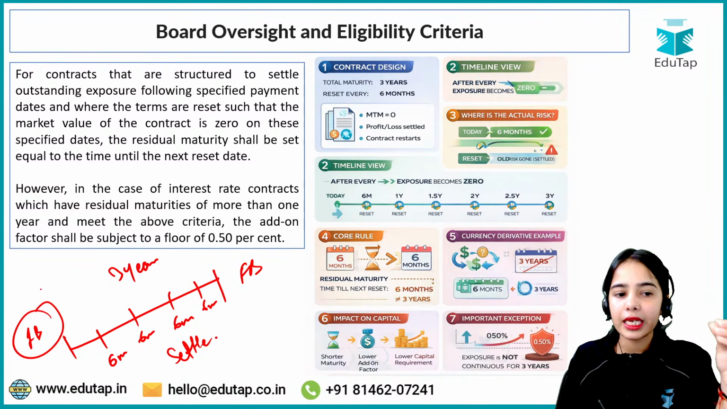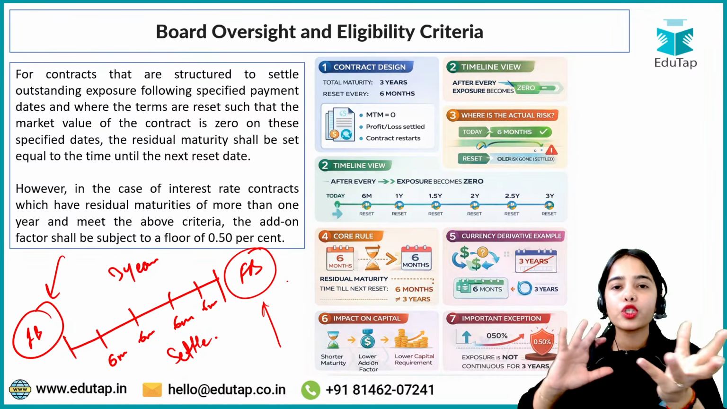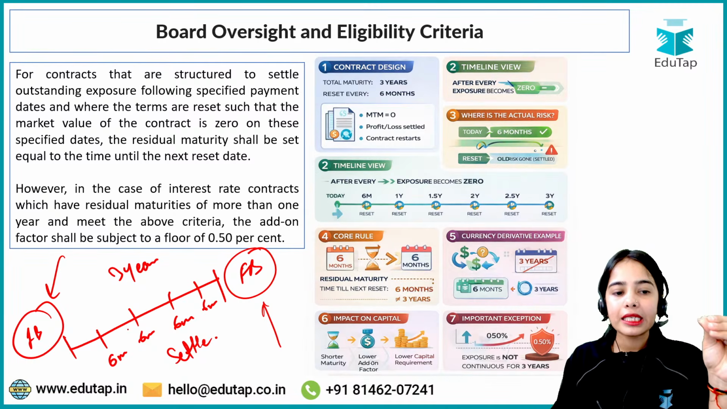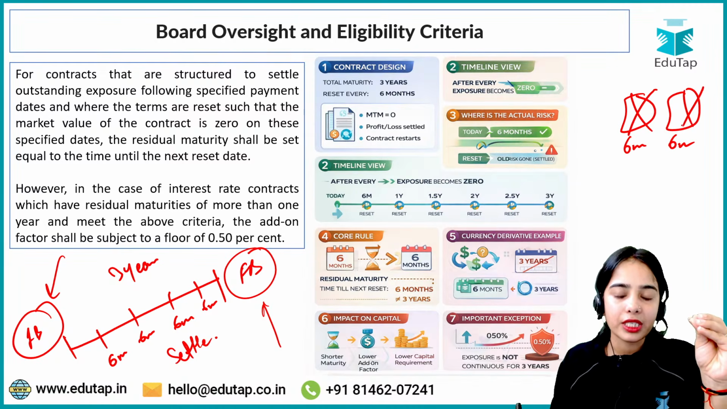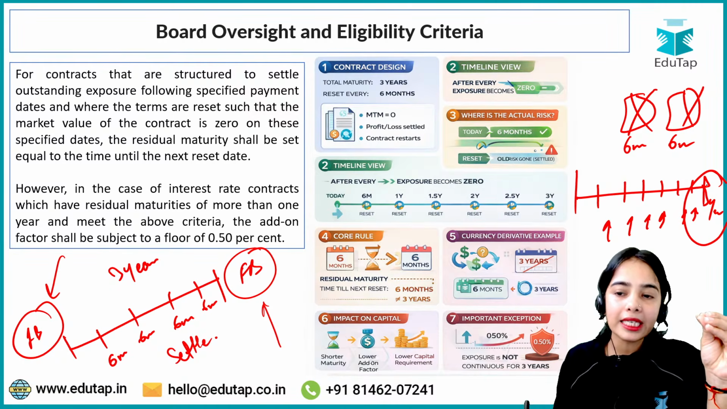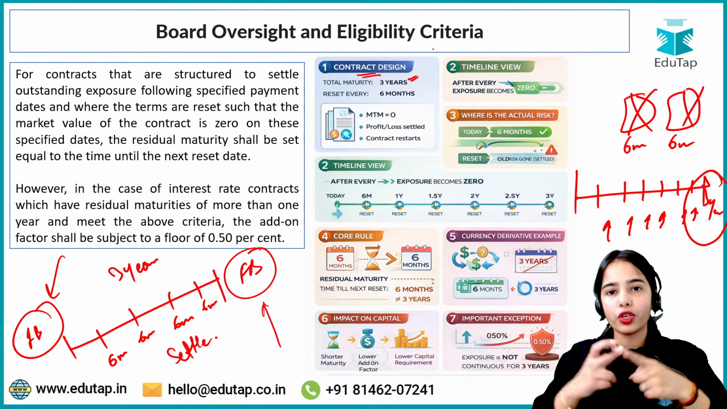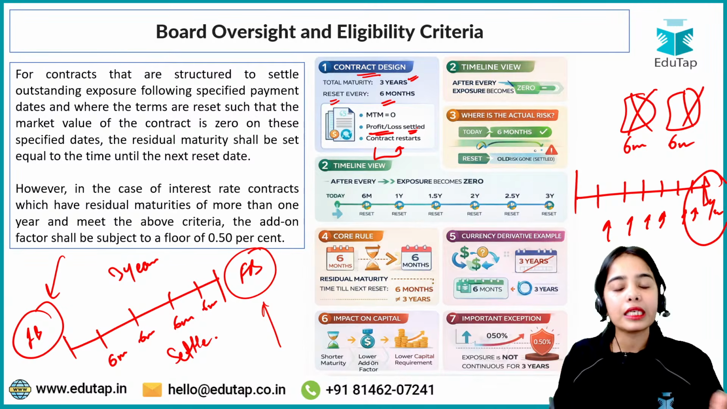That means if the Indian bank is gaining, the Indian bank will get the profit. If the foreign bank is gaining, the foreign bank will get the profit amount. So whichever the settlement is, that will happen. The exposure will be settled. Okay. So basically, rather than signing new contracts every 6 months, this 3-year contract has been divided into 6-month parts, and at every 6 months the exposure will be settled, but the final settlement will happen after 3 years. So basically the contract design is such that the total maturity is 3 years, but the reset will happen, or the profit or loss will be settled every 6 months. So the contract restarts every 6 months.